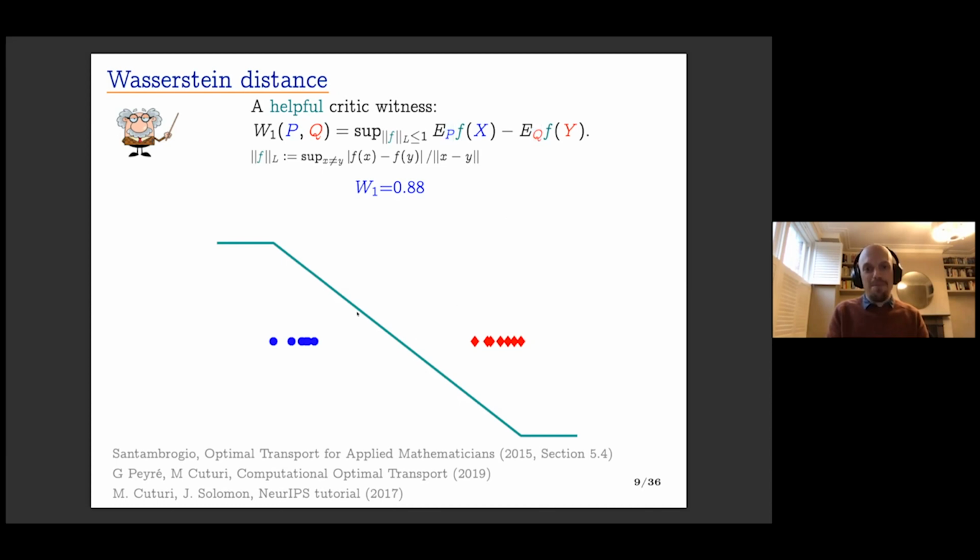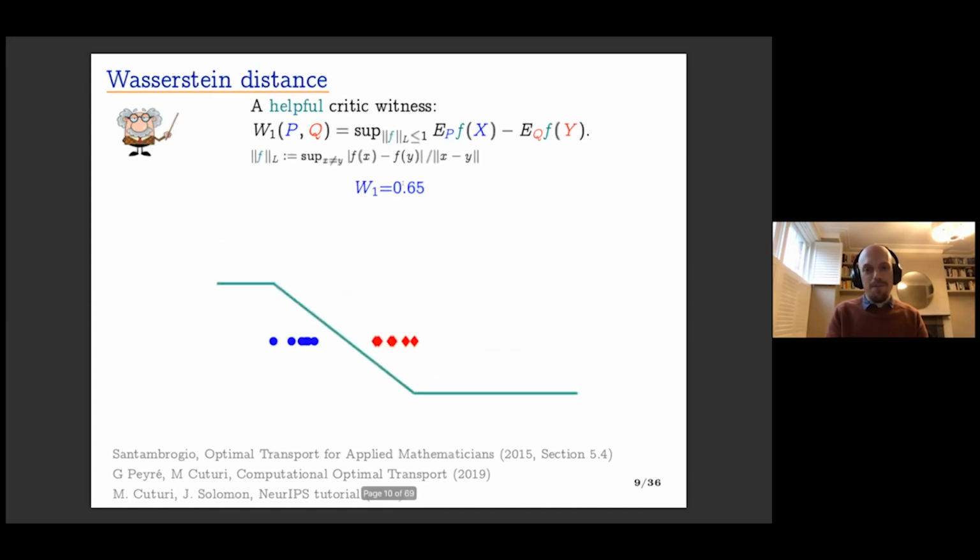I'm illustrating this here with a simple example where I've got P, a set of points here, and Q, a set of points there. Here is one of the functions in this class which maximizes the difference in expectation. And here is the W1 distance between P and Q, the Wasserstein distance, which is 0.88. What we notice is that as the red points approach the blue, W1 decreases.